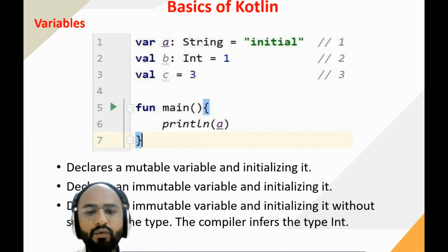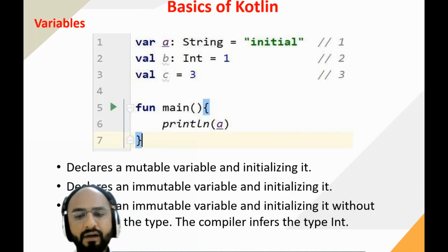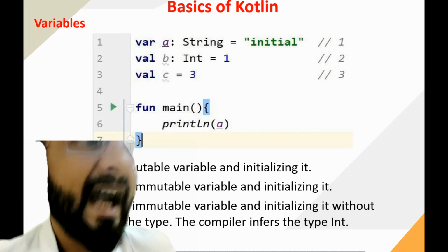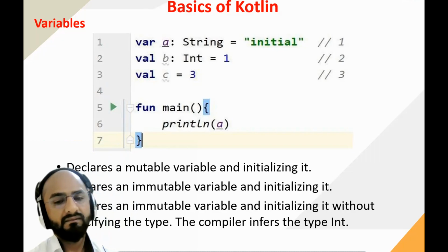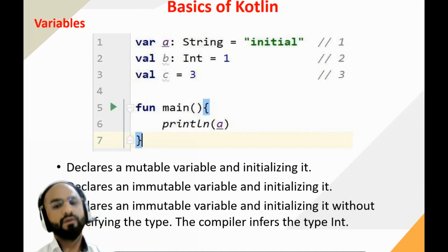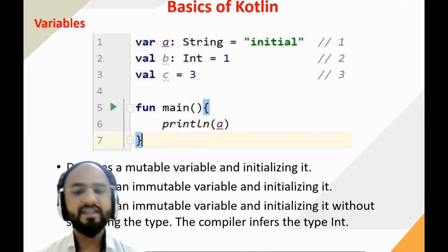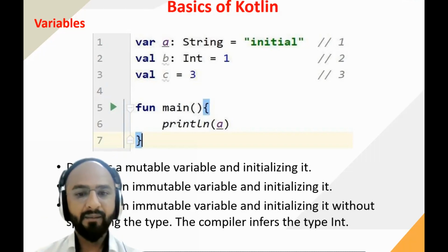So you can see: declare a mutable variable and initialize it. Declare an immutable variable and initialize it. Declare an immutable variable and initialize it without specifying its type. The compiler infers the type integer. So the compiler will take the type of the variable internally, and then I have printed the value of a into the console. You can print the value of b also, and the value of c also, by using println a, println b, and println c.